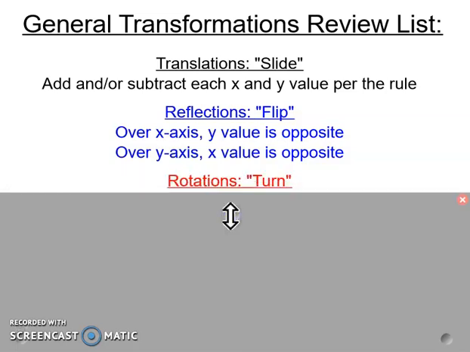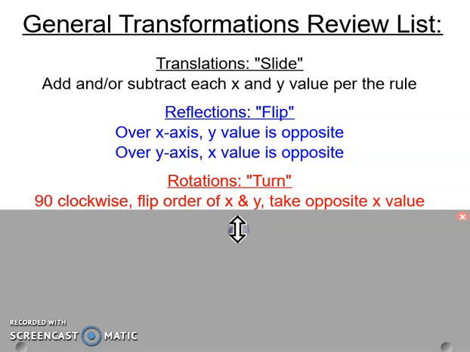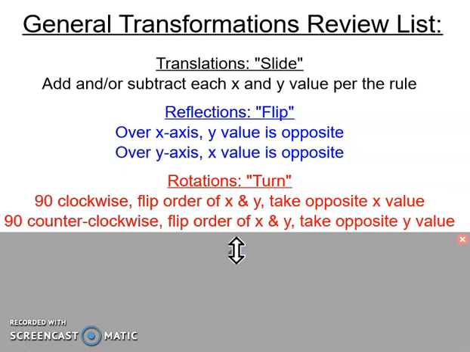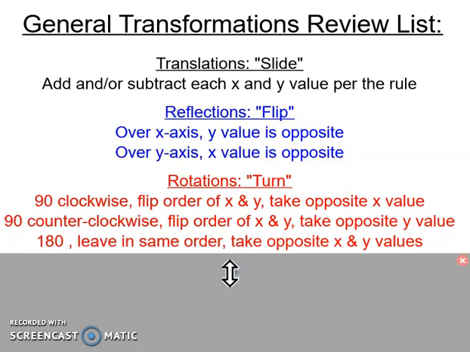Within rotations, we can think about them as turning the object on the coordinate plane. We have 3 different rotations we have discussed. We talked about 90 degrees clockwise. When that happens, we flip the order of the x and y and take the opposite x value, and that's the original x value. Within 90 degrees counterclockwise, we again flip the order of the x and y and take the opposite original y value. And lastly, we have 180 degrees. We leave in the same order. So it's still going to be the x comma y, except we're taking the opposite x and y values.